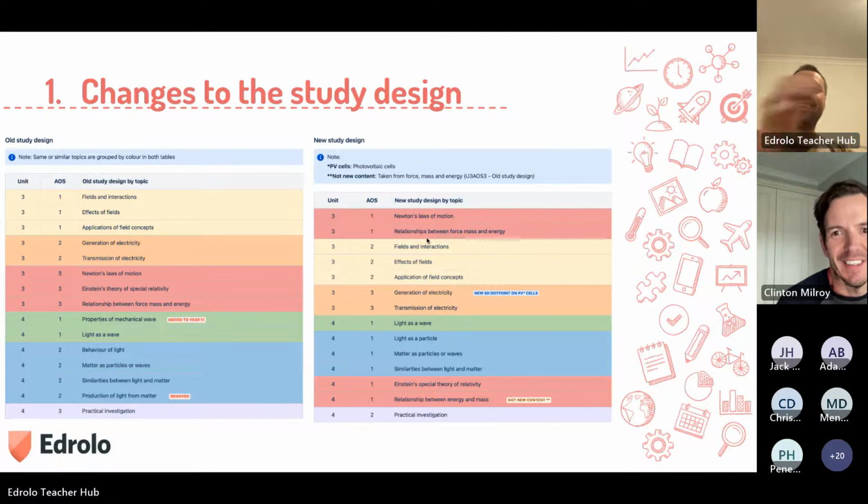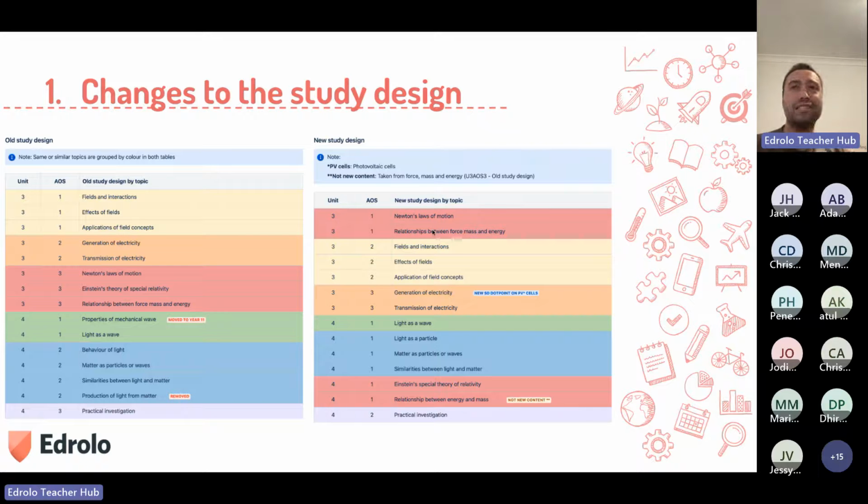So I talked about the new study design dot points. I forgot to talk about the restructure of the study design. I think this restructure makes a lot of sense because I don't really know many teachers, most of the teachers I knew were starting with Newton's laws of motion every year anyway, and then going into fields and interactions. So moving Newton's laws of motion to the start of the year makes a whole lot of sense. We go into energy and momentum. We then go into fields and interactions. The effects of fields, that's your gravitational, magnetic, and electric fields.